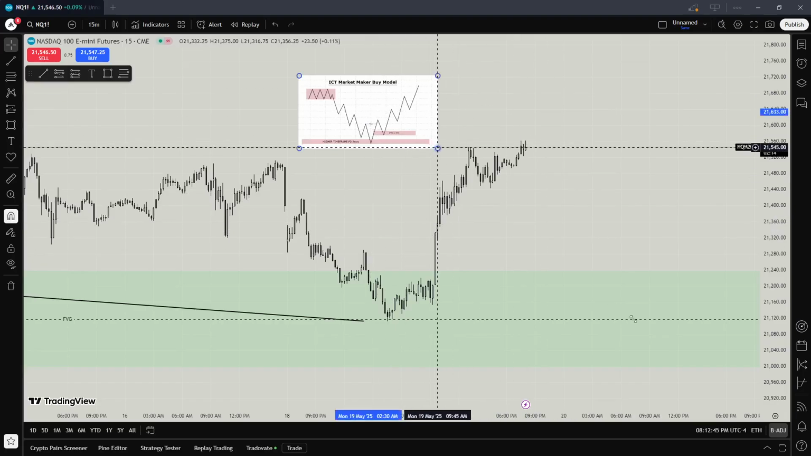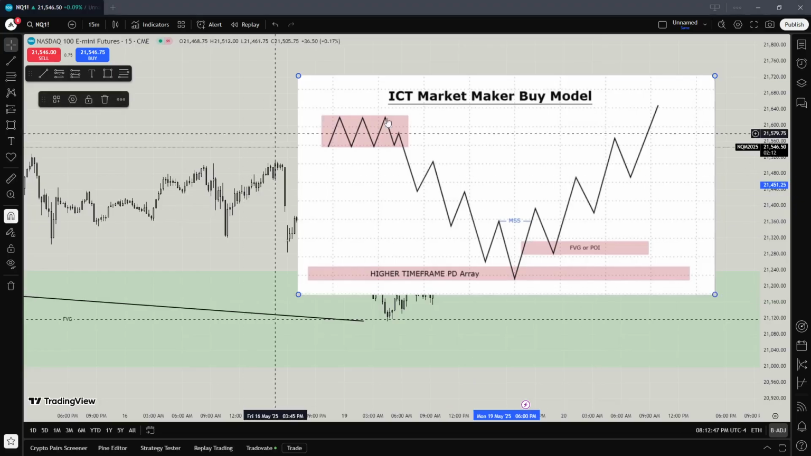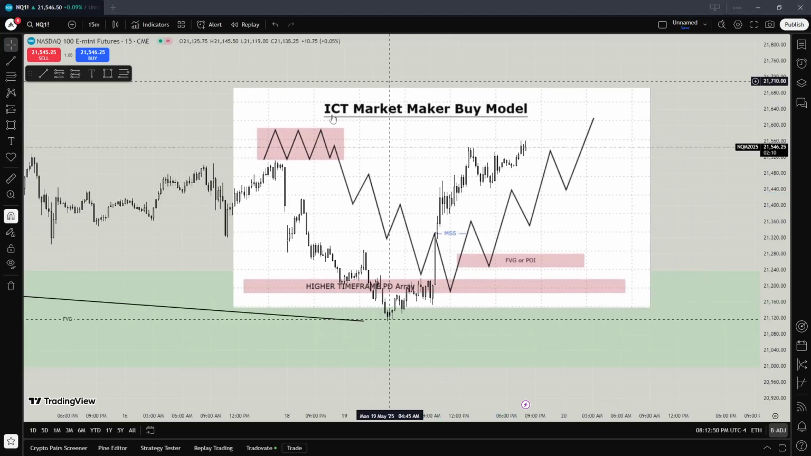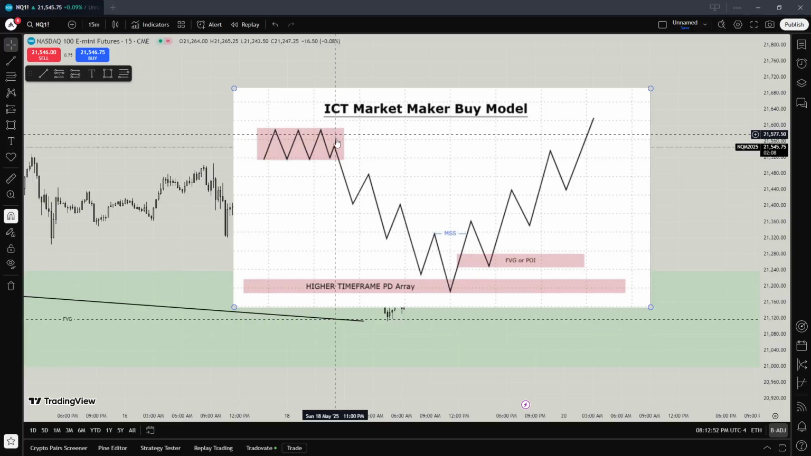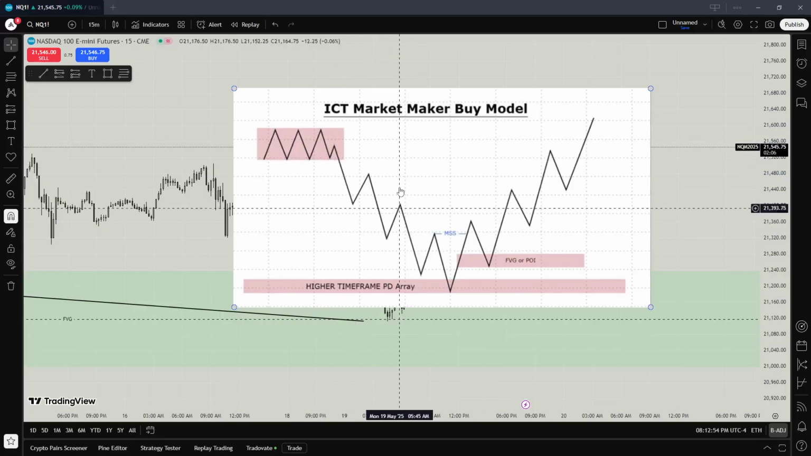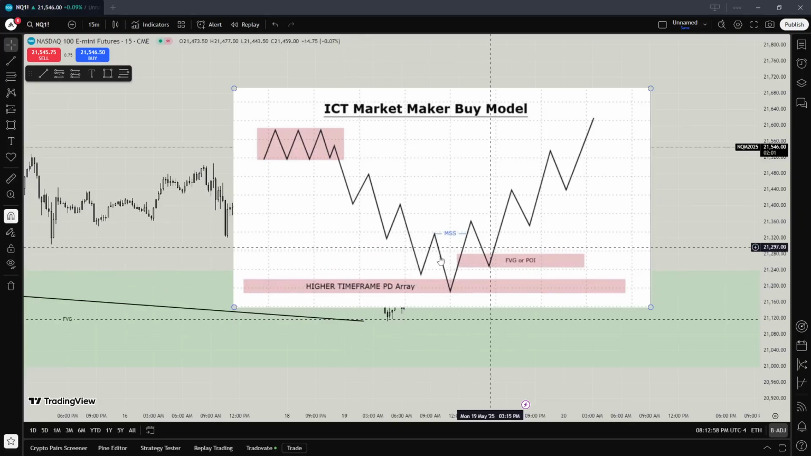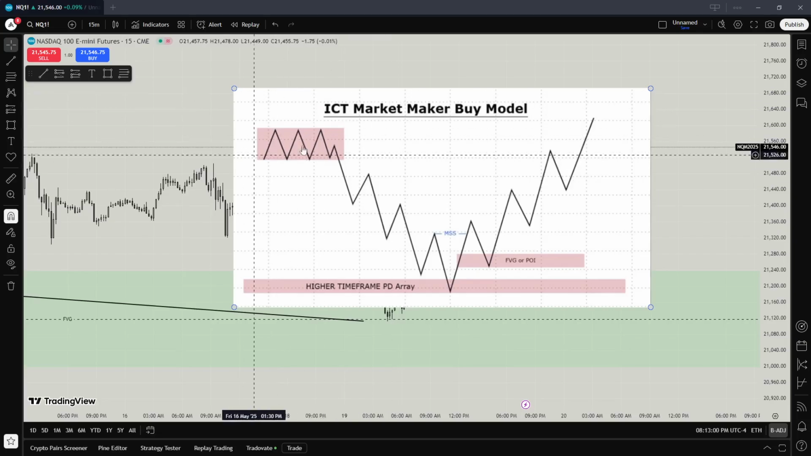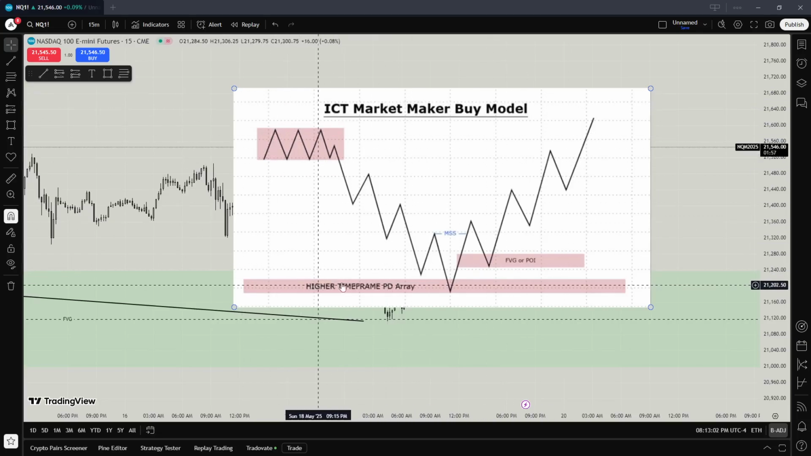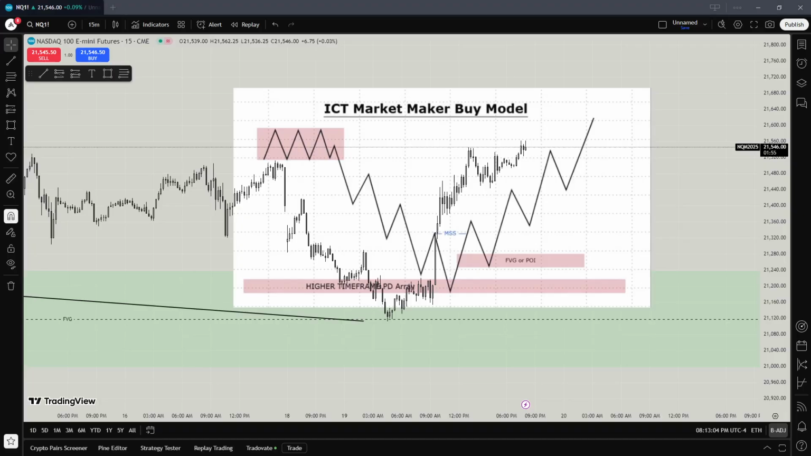So what does this say? I'm gonna actually make it bigger. Everyone can see it. So the market maker buy model, we have consolidation. We chop down and create low resistance liquidity into a higher time frame PD array, and then we get our entry off that and we target opposing liquidity. So what's our higher time frame PD array? That is our daily fair value gap.